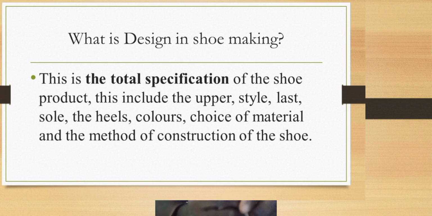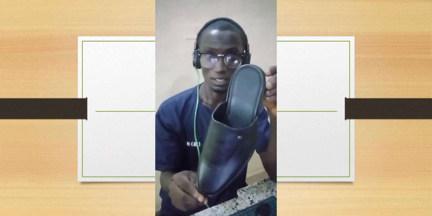Everything about the shoe. For example, I have this half cover here, or a mule here. What is referred to as design here is what? This upper should be a half cover. The lining is very important. We have to know the lining. That's the material, the upper material that will be used. The style of the shoe, as I said, is a half cover, but it's not a full shoe. That is the style. We talk about the last, the shape of the shoe.